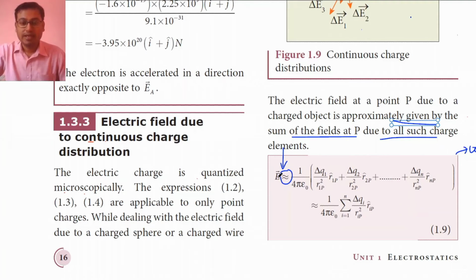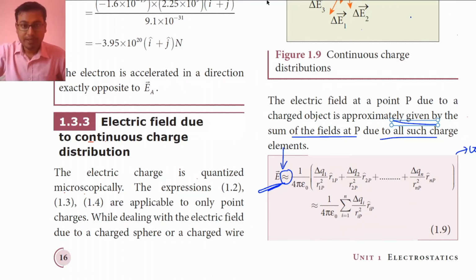So vector E, that is electric field at point P, is equal to 1 by 4 pi epsilon naught into del q1 by r square 1p into r cap 1p plus del q2 by r square 2p into r cap 2p and up to nth particle, that is del qn by r square np into r cap np, that is approximately equal to 1 by 4 pi epsilon naught into sigma del qi by r square ip into r cap ip, where i is equal to 1 to n.